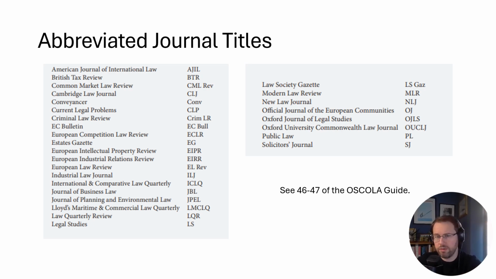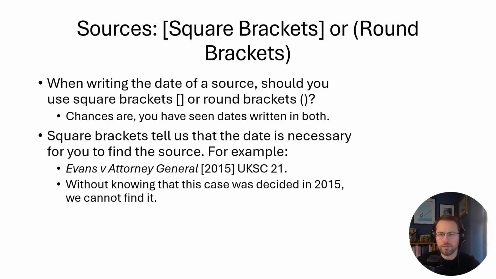And like I said, OSCOLA allows you to abbreviate journal titles. If you go to pages 46 and 47 of the OSCOLA guide, you will see a list of abbreviated journal titles that you are allowed to use. There are no full stops in between each journal title. So you can just go ahead and write, for example, Legal Studies as LS rather than L.S. And think about all the citations you're doing throughout your piece of work. If you're able to abbreviate them down to this, that's saving you so much word count that you can put into the body of your text.